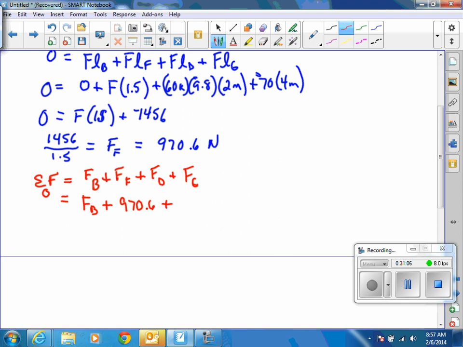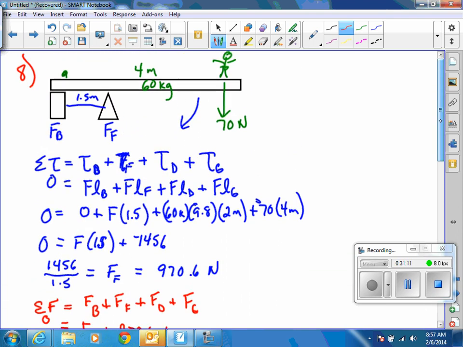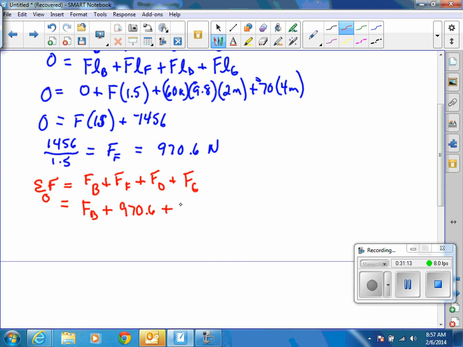The force of the diving board, well, the diving board, if you remember, it weighed 60 kilograms, but that's not the force, that's the mass. So I'm going to take the 60 kilograms times negative 9.8 because it's going down. And then the girl was that microscopic little midget of negative 70. And we'll talk about it once again. That was a mistake. Probably should have been 700 newtons. But we then have to figure out what the force of B is. So I'm going to put all this together.